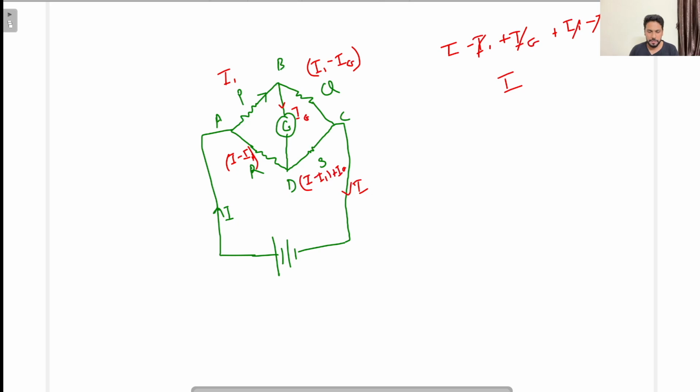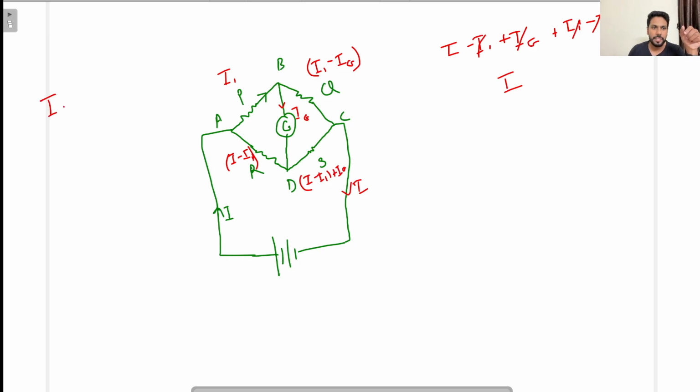Now you know, there is something that needs to be done. Remember, if I want to balance the Wheatstone bridge, there should be no current flowing between B and D. Listen carefully. If I want to balance the Wheatstone bridge, there should be no current flowing between B and D.